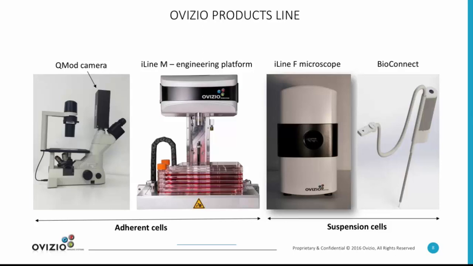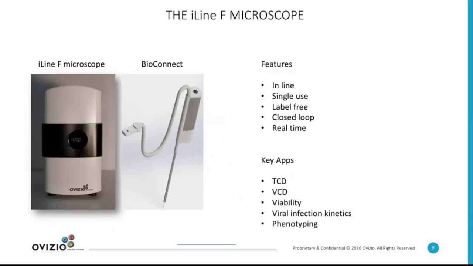So the ILINE F is the microscope itself, but comes with the BioConnect, and the BioConnect is what you could call an advanced sampling probe, and that sampling probe is able to collect samples, guide them towards the microscope where the images are taken, and then guide the sample back to the bioreactor to create a closed loop sterile environment which does not affect the cells at all or at any point.